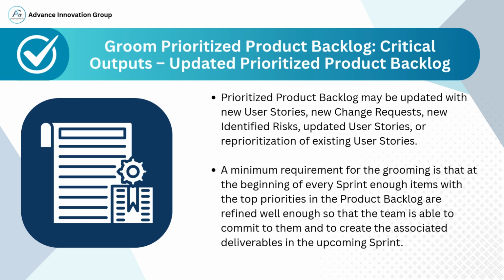But most importantly, grooming must ensure one key outcome. At the start of every sprint, there should be enough well-refined, high-priority items at the top of the backlog. These items should be clear, complete, and small enough that the team can confidently commit to them during sprint planning and deliver them within the sprint. This level of preparedness is essential for maintaining team momentum, reducing delays, and ensuring smooth execution of sprint goals.